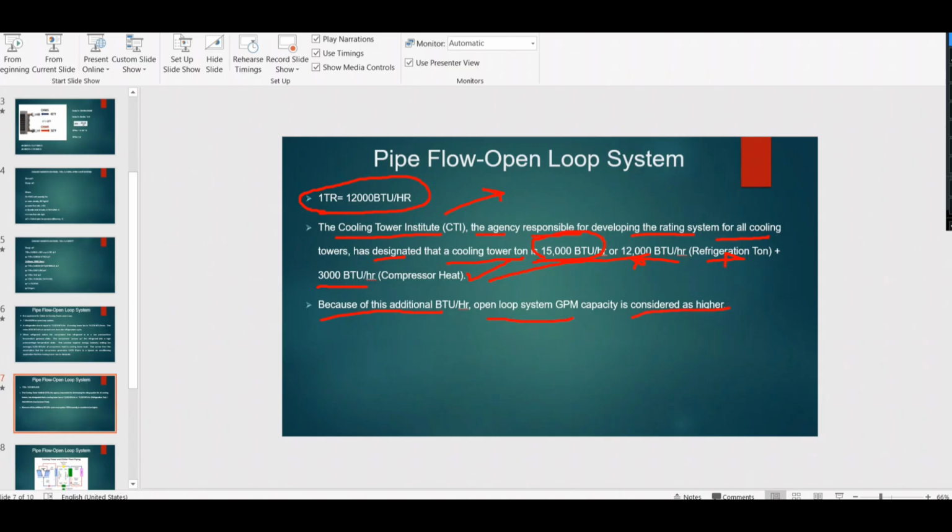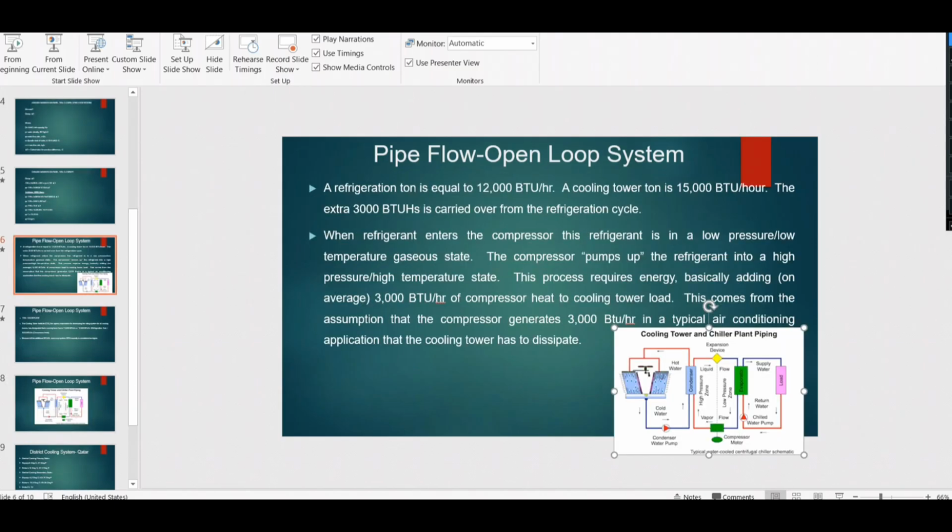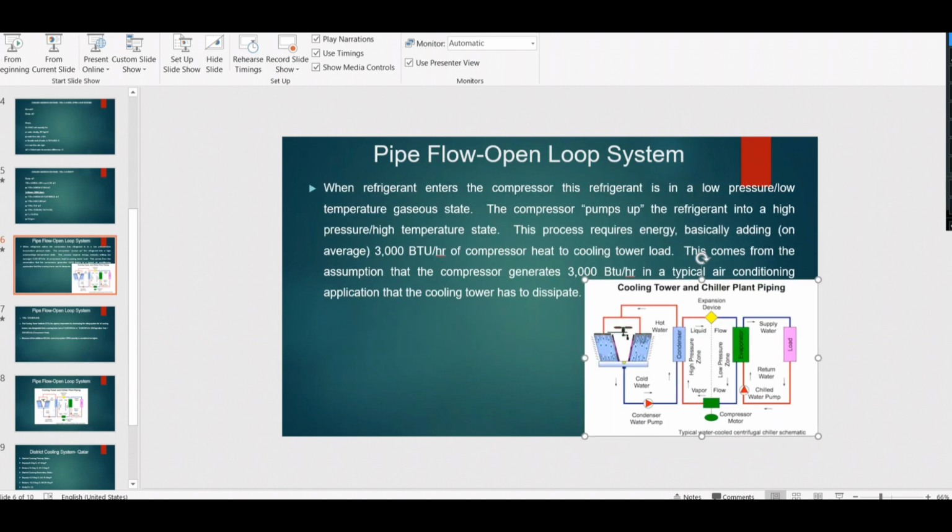So we will explain in a slightly more detailed way so you can understand easily. As I mentioned, a refrigeration ton is equal to 12,000 BTU per hour. A cooling tower ton is equal to 15,000 BTU per hour. The extra 3,000 BTU per hour is carried over from the refrigeration cycle. If you see this chiller arrangement, normally we have 4 major components: a compressor, a condenser, the expansion device, and finally the evaporator. When the refrigerant enters the compressor, it is in a low pressure and low temperature gaseous state, I mean at this level it is the low pressure zone. Then the compressor pumps the refrigerant up into a high pressure and high temperature state.